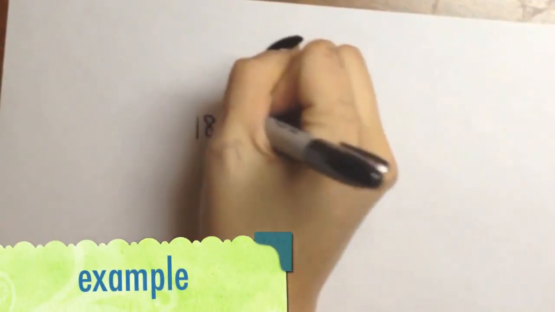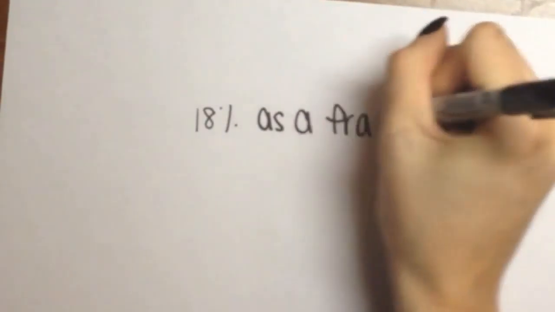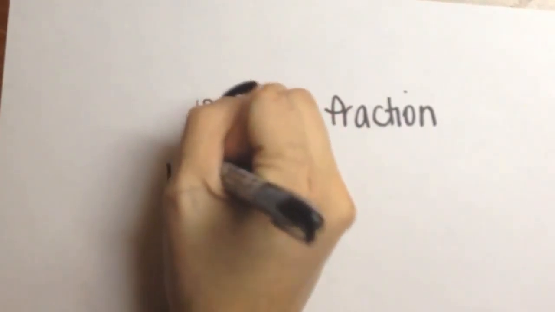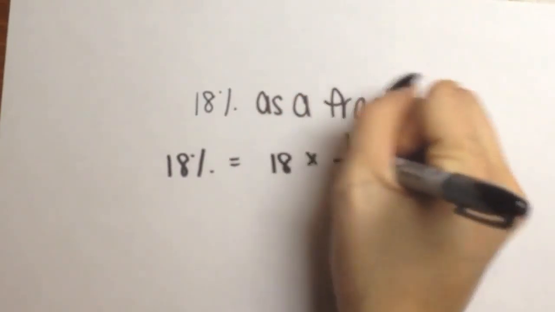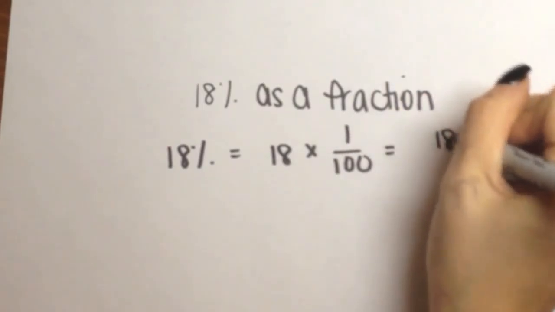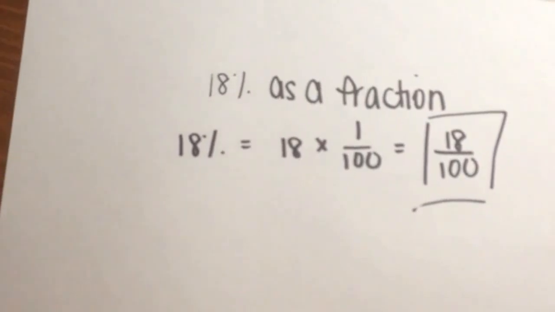Now we have an example of writing 18% as a fraction. You had just learned that 18% equals 18 times 1 over 100. You multiply the 18 across, giving you 18 over 100, and that is 18% as a fraction.